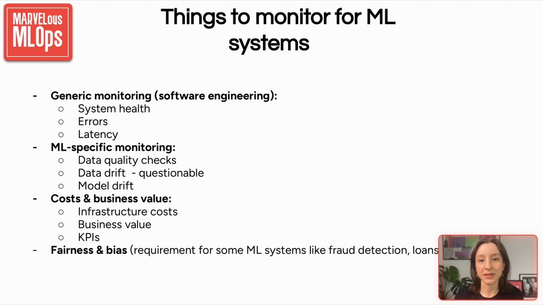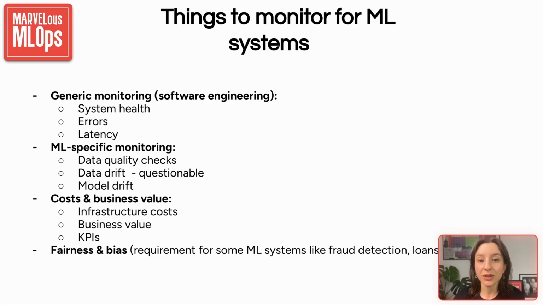And then we have ML-specific monitoring. This is where things get a bit more nuanced. First, we have data quality checks. Are we receiving data in the format we expect? Are there missing values, unexpected ranges, or broken pipelines? Data drift, which refers to the changes in the distribution of incoming data over time. While it's often discussed, it's also a bit questionable. Not every drift is harmful, so we need to ask, is this drift meaningful or is this just noise? And then there is model drift. Unlike data drift, this is about the performance of the model itself degrading over time. Maybe it no longer predicts accurately due to underlying changes in the real world.